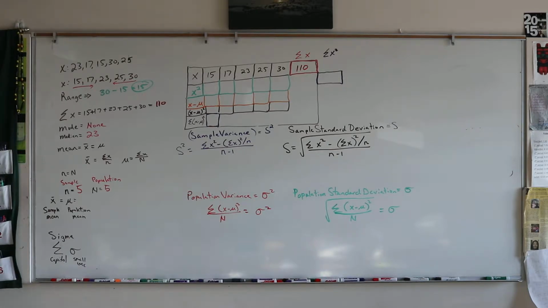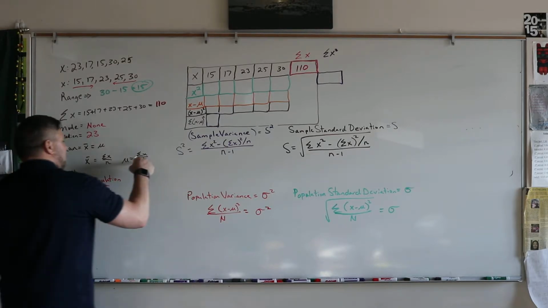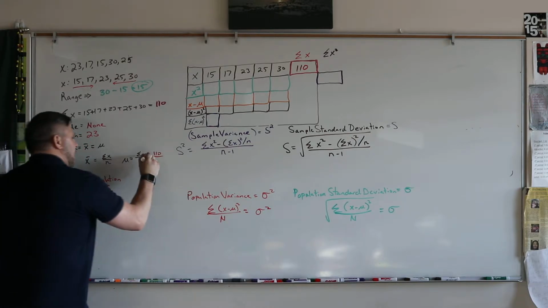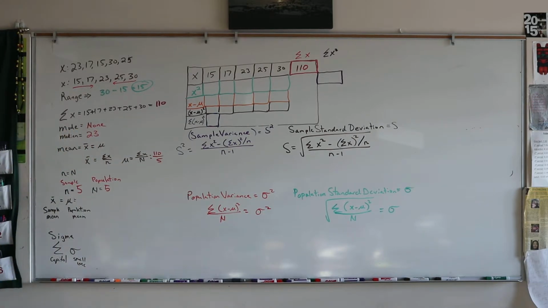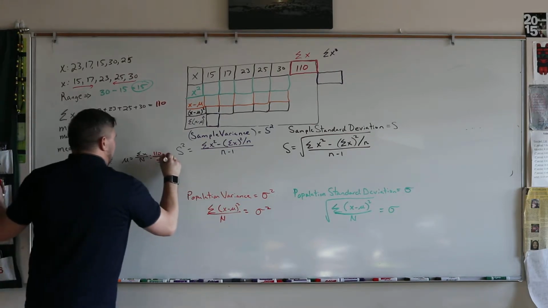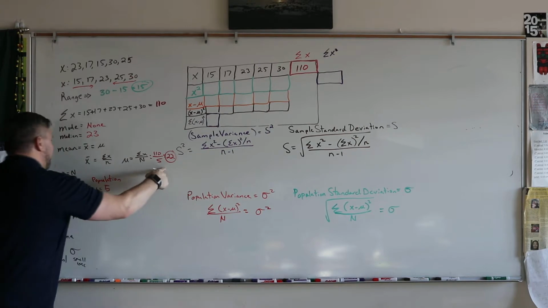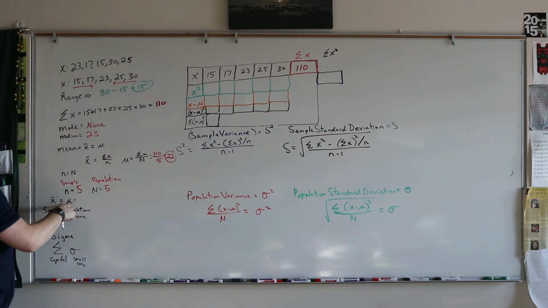To find the mean, we take the 110 and divide it by 5. And when you do that, what do you get? Point 2. You did better than me. I didn't push all the numbers. So 22 is correct, so that would equal 22. The mean and mu are the same thing. Does that make sense? Yes.